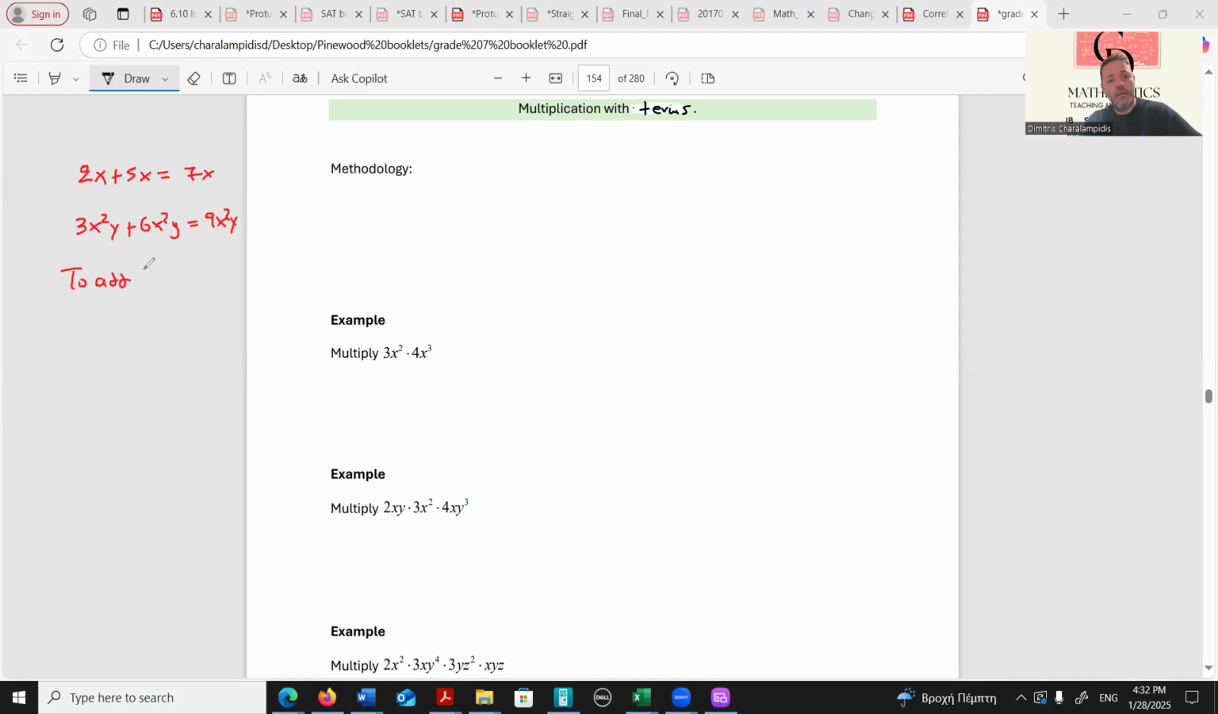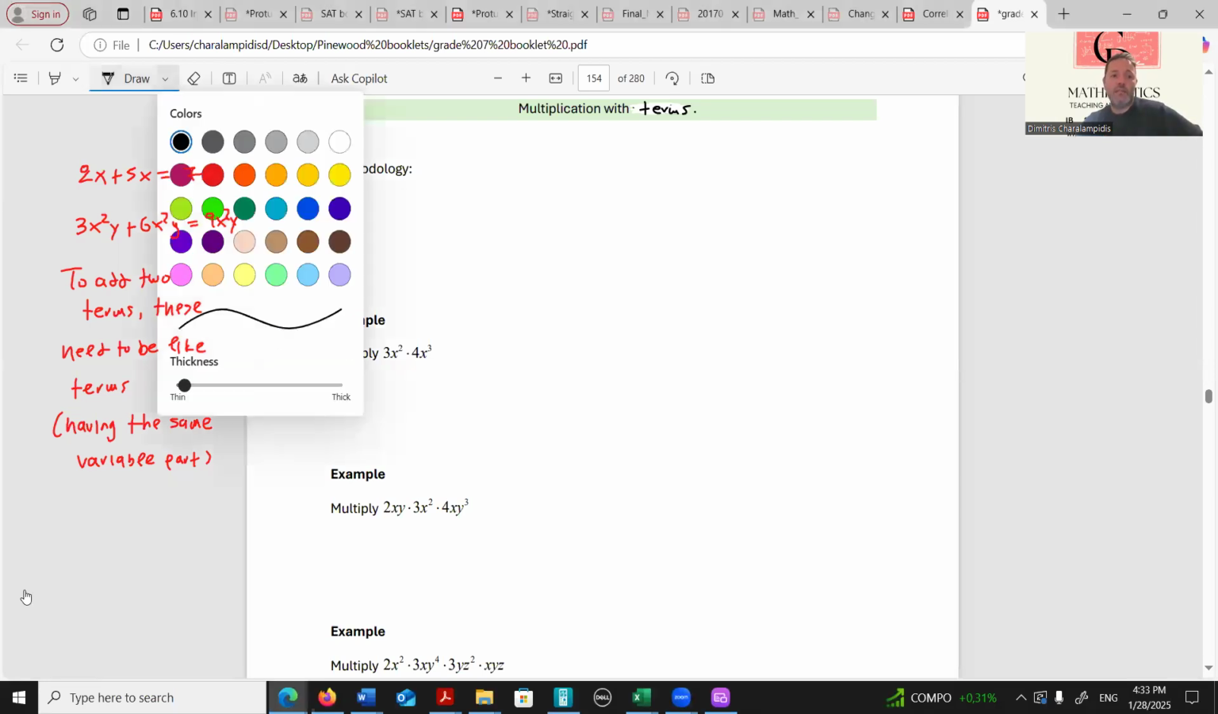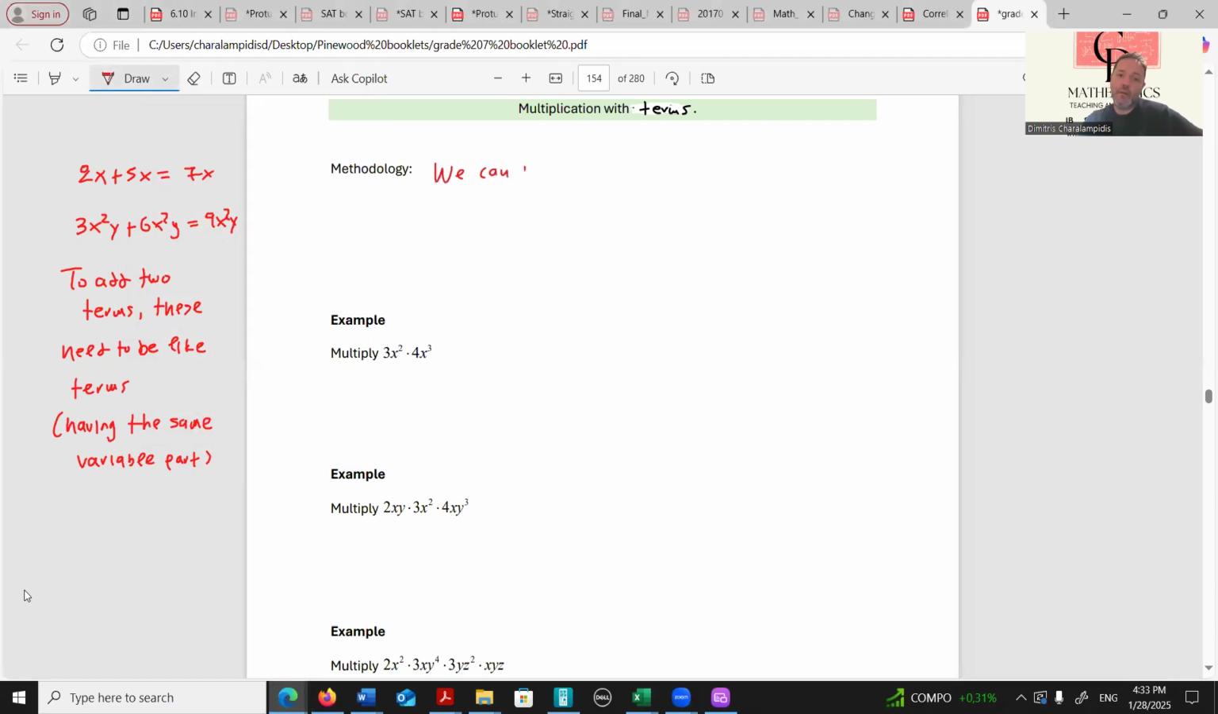So to add two terms, these need to be like terms, which means having the same variable part. However, now when we want to multiply them, we can multiply any two random terms without caring whether they are like terms or not.